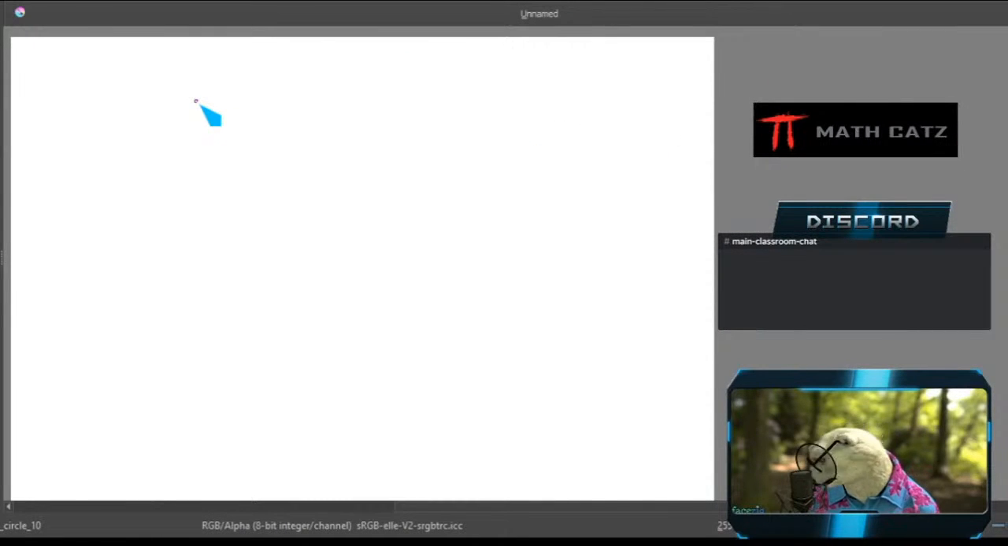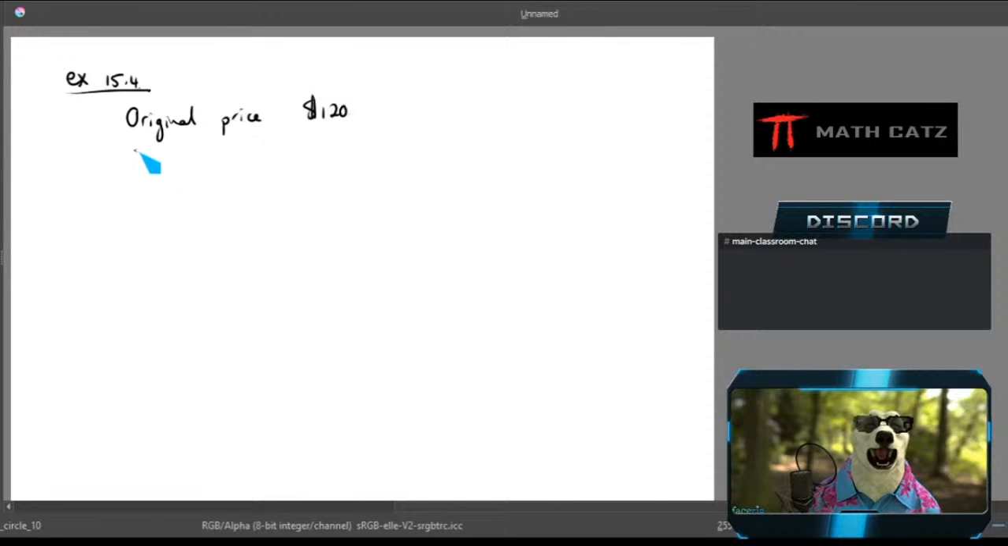Okay, so let's see here. Exercise 15.4. Of course, there are many more in the problem section as well. These are just a few examples of word problems. So my original price, I like to list what are the things that they give me, is $120, my original price. They give me the new price or the new amount that is $90.